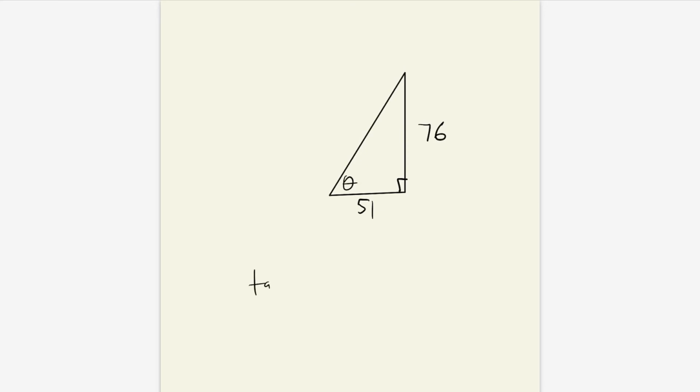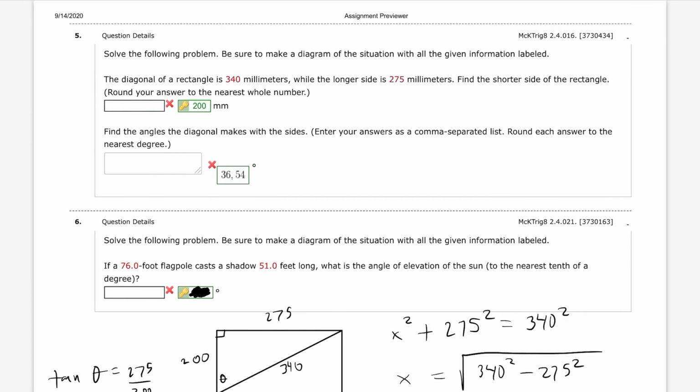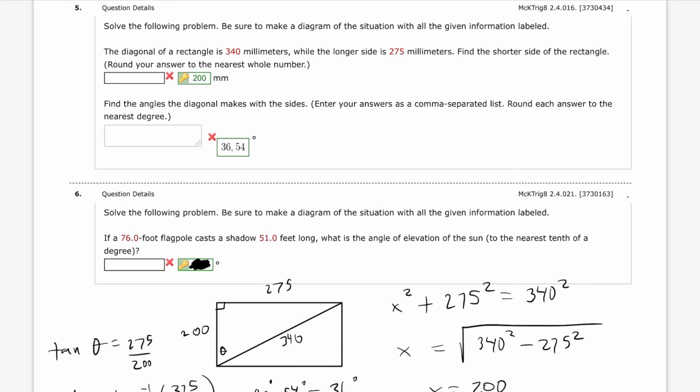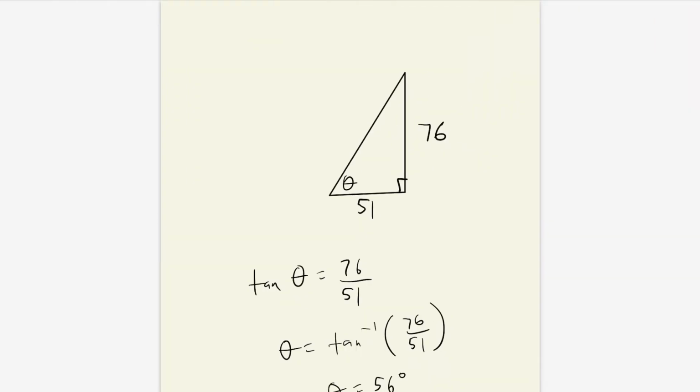So once again, we will use tangent. Opposite over adjacent. Theta will be the inverse tangent of the ratio 76 divided by 51. Inverse tangent of that, which is 76 divided by 51, getting 56 degrees. And I believe they want us to round to the nearest tenth. So that would be 56.1 degrees.